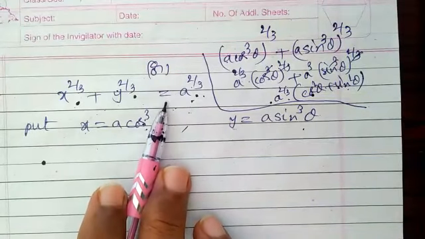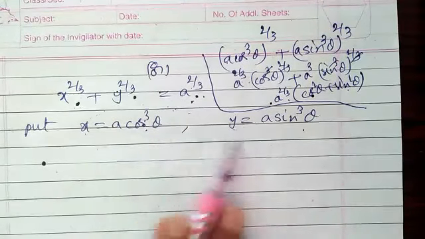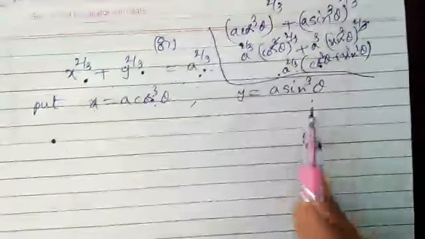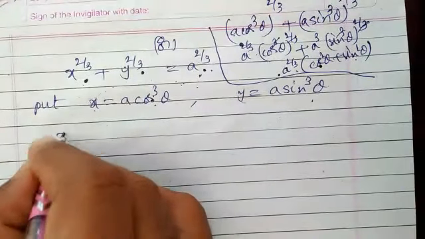By observing the question, you have to consider these parameters: x equal to a cos cube theta, y is equal to a sin cube theta. Now our problem is common.